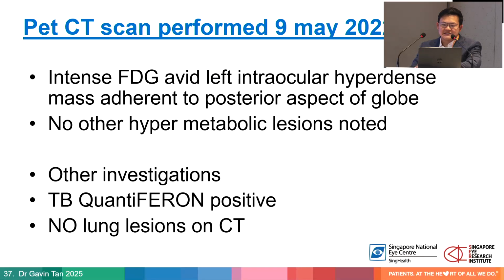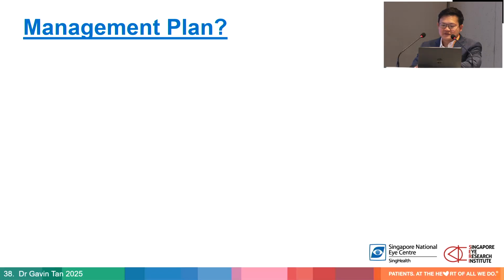That's the standard radiology statement you tend to get. We also did a PET-CT scan just to ensure there were no lesions elsewhere, and other than an intense FDG positive lesion where that tumor was located, there were no other hypermetabolic lesions elsewhere in the body. The other investigations were all unremarkable except for a positive TB QuantiFERON. His Mantoux was negative, and he had no signs of pulmonary tuberculosis. So again, differentials, and what would you consider?